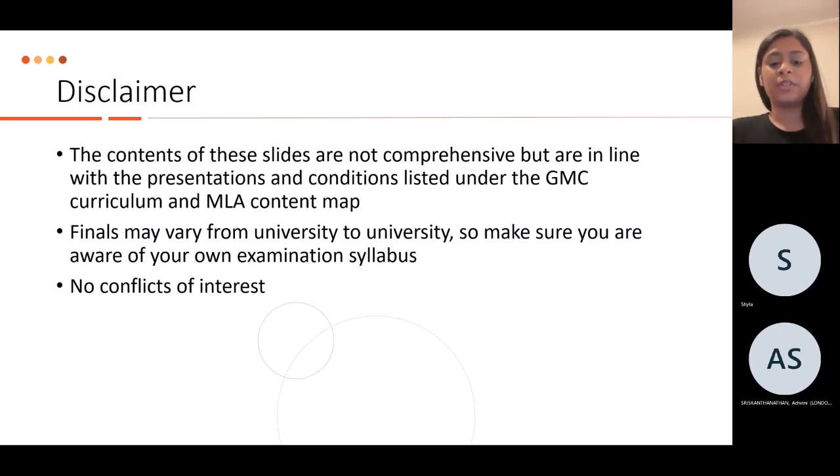The contents of the slides and the conditions and presentations that we'll cover is in line with the MLA and GMC curriculum and content. But obviously, I would suggest that you check your own university syllabus so that you cover everything that you need to know from that perspective. The SBAs and all of this is pretty much made by myself, and if there is anything that isn't made by me, there is a little point out as to where you can get it from.